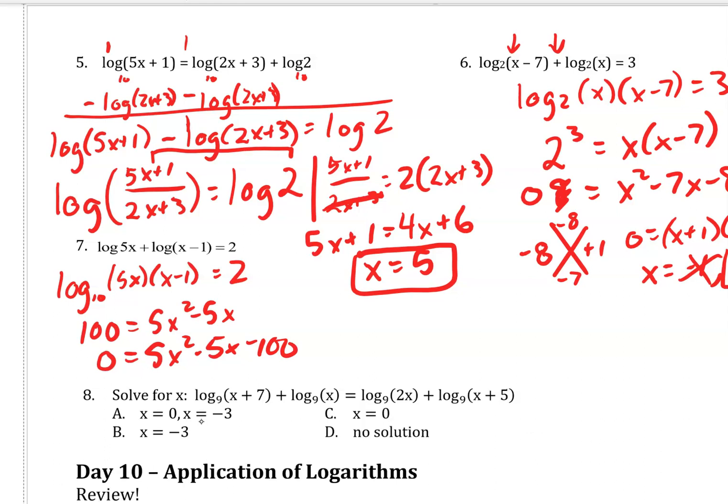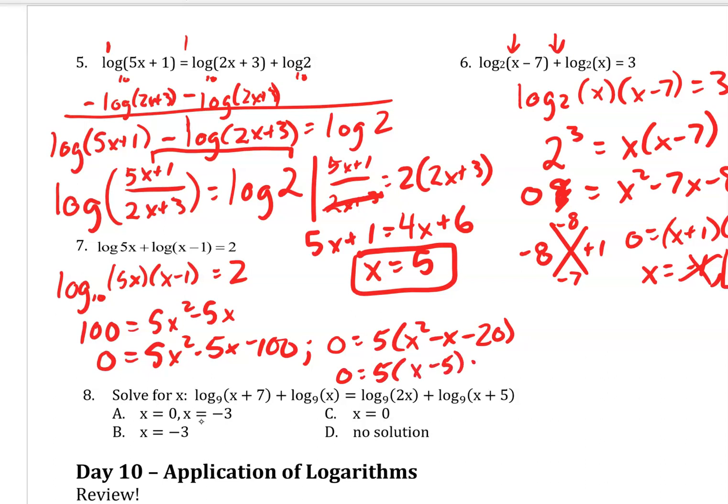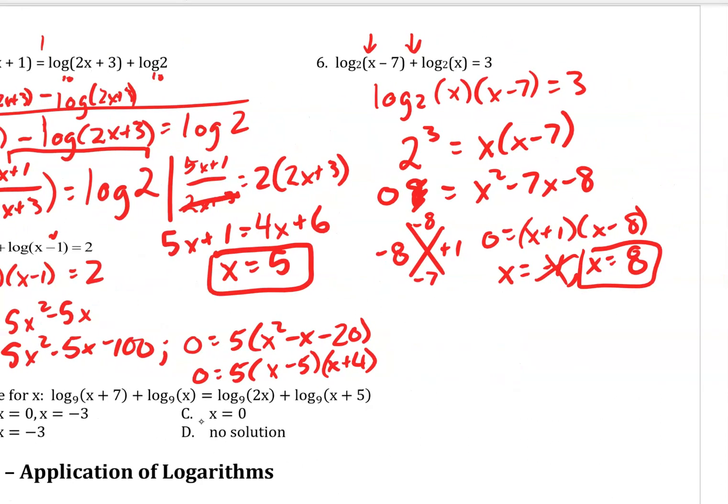I will remove my greatest common factor. And then I will factor. So either x equals 5 or x equals negative 4. Looking back, I can't have a negative log, so x equals 5.